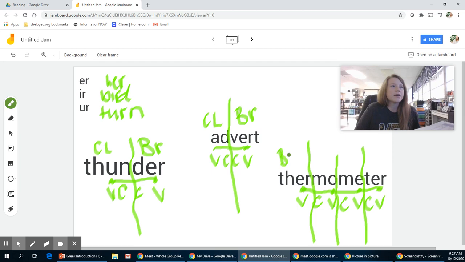Bossy R. Is that ER right there? Okay, what about the second syllable? Good, it's open. There's not a consonant after the vowel. So it's open. All right, what's the next one? Open again. There's not a consonant after the E. Last one. Bossy R. There's that ER. Good. So what does the first syllable say?